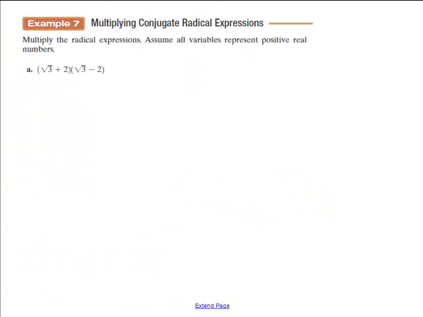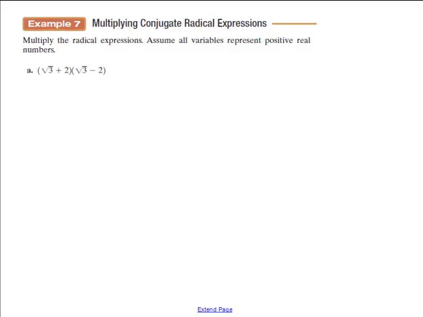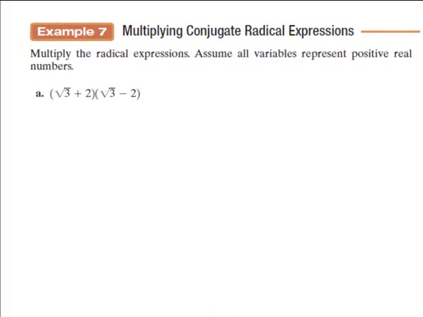Example 7. We're going to do multiplication, just like we've been doing with the FOIL. But this time, we're going to multiply 2 things together that are kind of special. If you look on the inside of our parentheses, we have the square root of 3 plus 2, and then the square root of 3 minus 2. They're almost exactly the same, except for the signs.